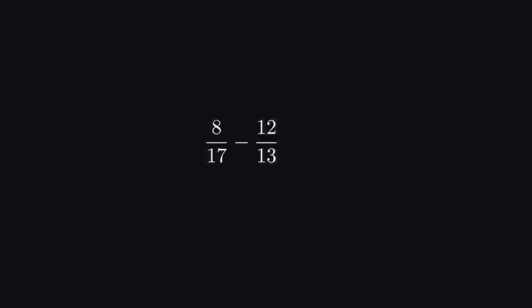8 over 17 multiplied by 12 over 13. 17 times 13 equals 221.